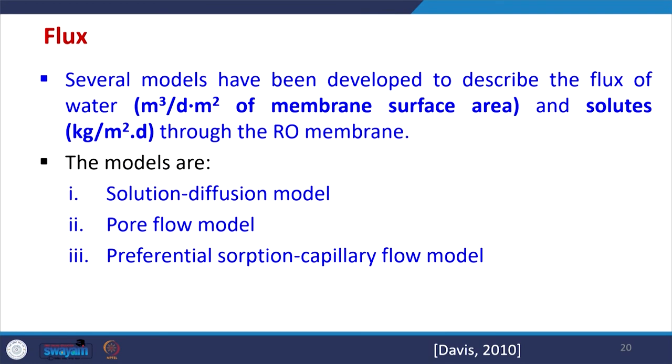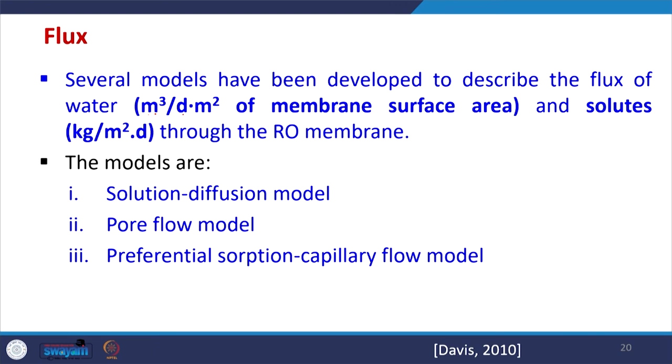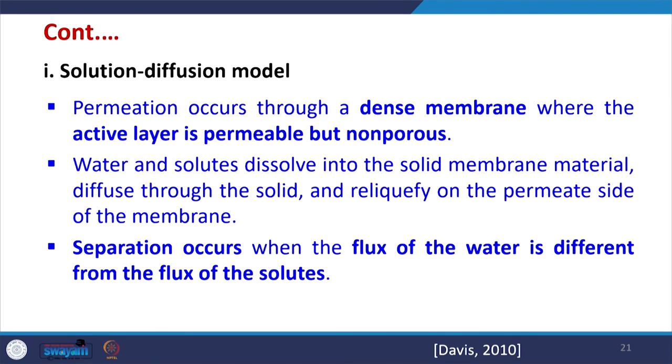Already we have defined that the flux for reverse osmosis, or for membrane processes, is always given as meter cube per meter square per day, where meter square is the membrane surface area. For solutes, it may be given as kg per meter square per day, again where meter square is the membrane surface area. So, in place of meter cube, we are using kg in the case of solutes. There are different models which can be used, like the solution diffusion model, pore flow model, preferential sorption capillary flow models, etc. They can be used for understanding or determining the flux. Here they are described.